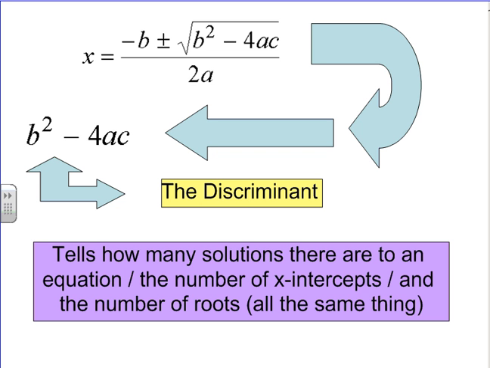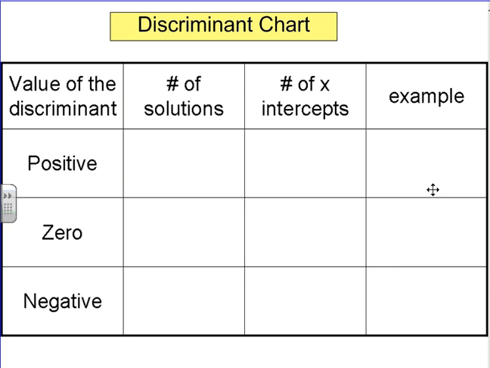So let's see if we can put together a table and put some descriptors to this so that we're able to use it to our advantage. Here I have a little bit of a chart. I have the value of the discriminant, and there are three possible values for it. It could be a positive number, it could be 0, or it could be a negative number. Based on this information, we'll be able to tell how many solutions or x-intercepts it has. We have to remember that these are exactly the same thing. We can also say how many roots it has, which is again the exact same thing as the number of intercepts or solutions. So we keep that in mind.